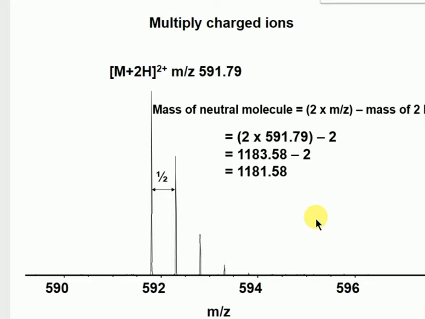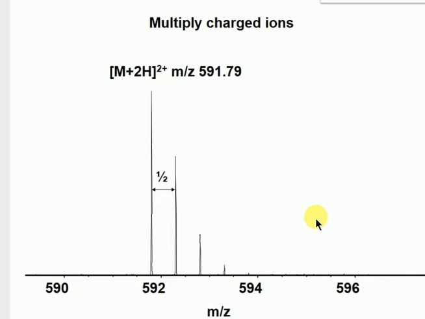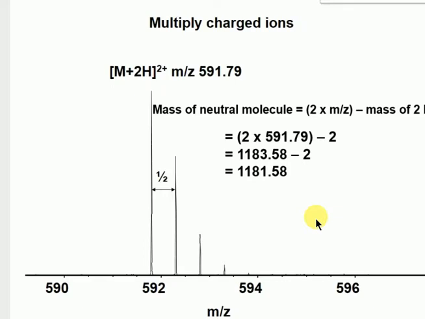So that's it calculated for this particular species. It appears at a mass to charge of 591.79. We know that's doubly charged because of the spacing. So we need to multiply it by 2 and then take away the mass of those 2 protons. And if we follow that through, that gives us 1181.58. And if I just skip back to that previous slide, it shows you the neutral mass of the molecule. Does that all make sense?